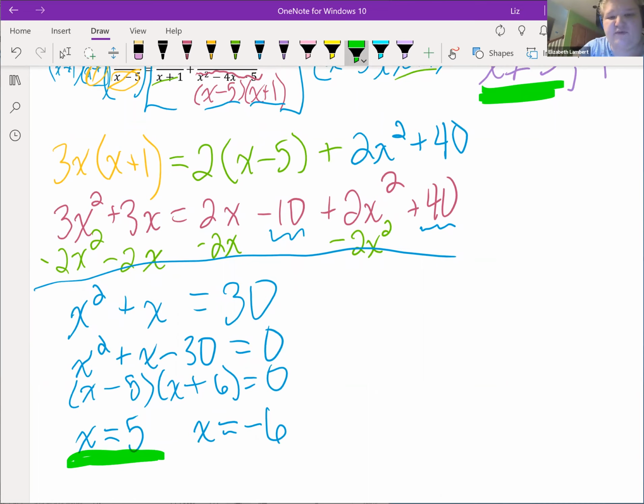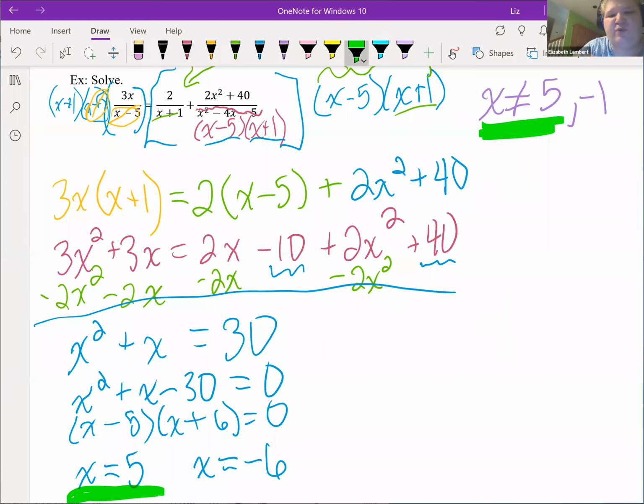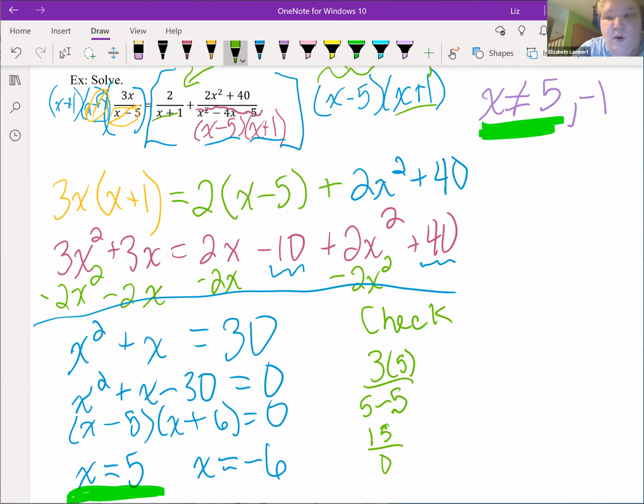I just got 5. This happened because we multiplied. Essentially, if x was 5, what we did was we multiplied by 0. So of course everything's equal. We got 0 equals 0 essentially. But if we actually put it back in there, we're going to get 3 times 5 over 5 minus 5. Uh-oh. So this is what the check step would look like. So we get 15 over 0. No. Throw it out.